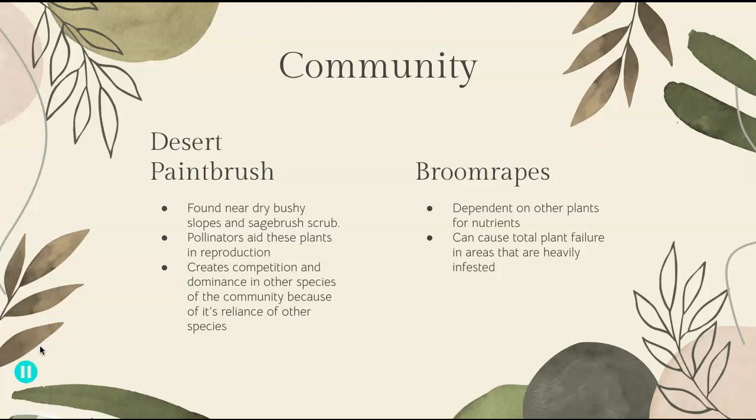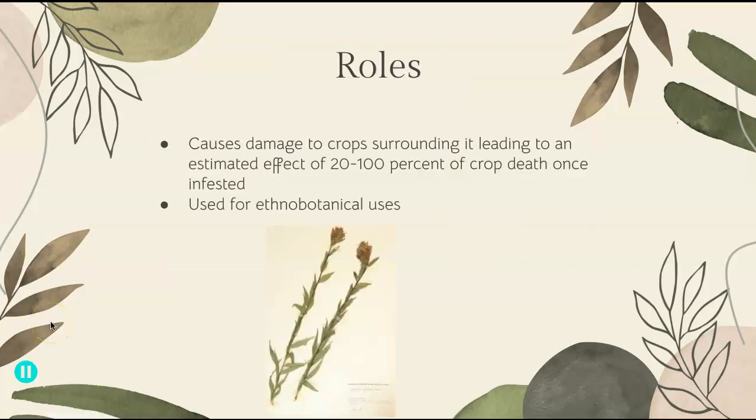And with the broomrapes, they're dependent on other plants for nutrients, just like every other plant in their family, and they can cause total plant failure in areas that are heavily infested. Because this plant is a hemiparasitic plant, it has both good and bad ecological roles. We see this when these plants damage crops surrounding it, leading to an estimated effect of 20 to 100% of crop death once infested. Not only can this damage the crops, but it could completely wipe them out.